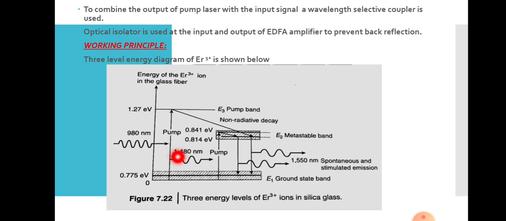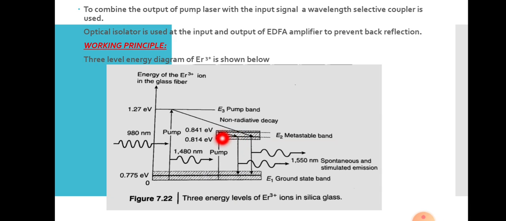Usually some pump lasers provide a pumping energy that corresponds to a wavelength of 1480 nanometer. So that energy corresponding to this wavelength will be absorbed by the electrons in the ground state, so that they will jump into the E2 metastable band. That is, here you can see that there is a transition from the E1 ground level to the upper side of this E2 metastable band.